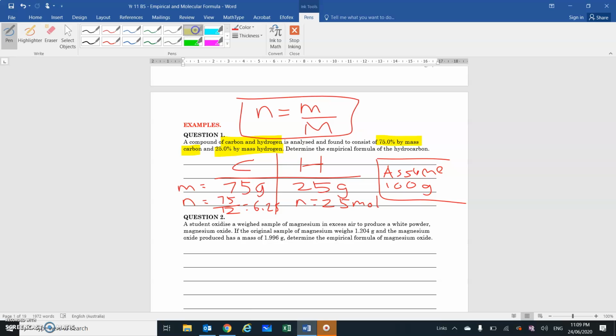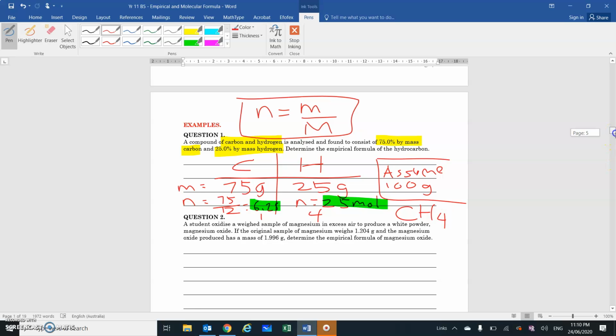Now you've got these 2 numbers: 6.25 mole and 25 mole. What you need to do is take the smallest number of mole, which is 6.25, and divide all the other moles, in this case just 25, by the smallest number. So 6.25 divided by 6.25 is 1, and 25 divided by 6.25 is 4. That tells us the ratio is 1 to 4. So we have 1 carbon and 4 hydrogens. You can put the 1 there if you want, but I'm not going to write it. So it's CH4, which is methane.